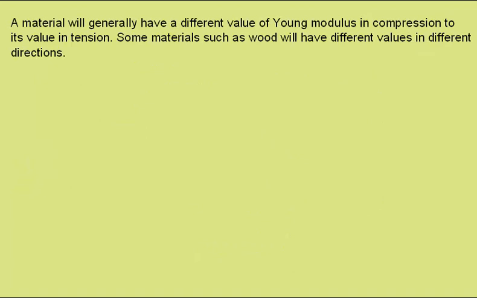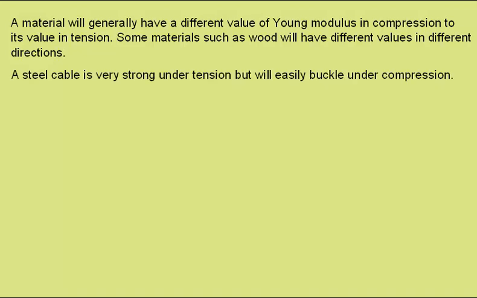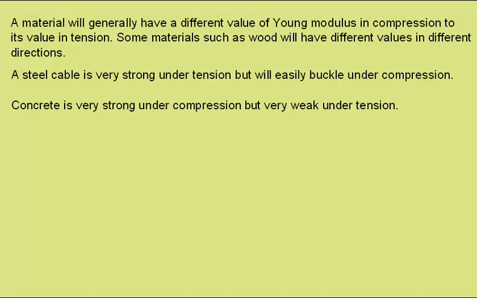A material will generally have a different value of Young modulus in compression to its value in tension. Some materials, such as wood, will have different values of Young modulus in different directions. Wood is much stronger with the grain than across the grain. A steel cable is very strong under tension, but will easily buckle under compression. Concrete, however, is very strong under compression, but very weak under tension.